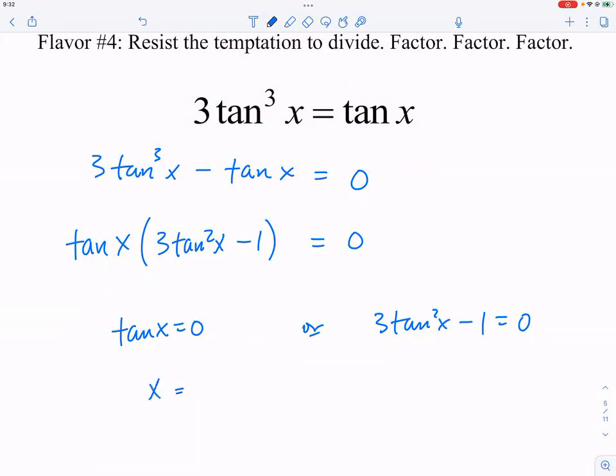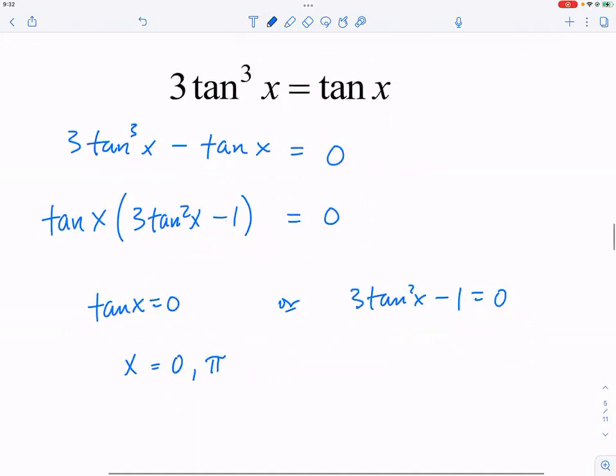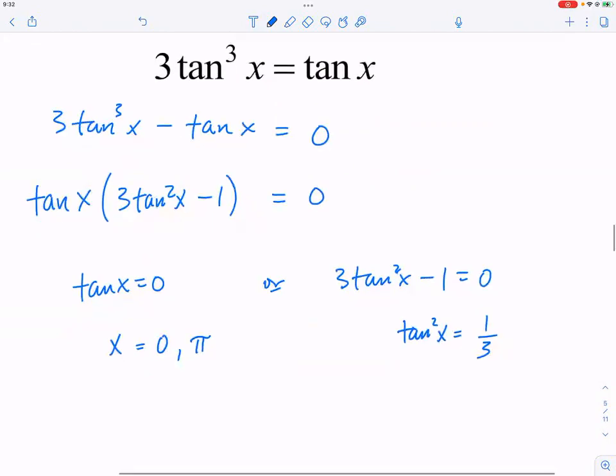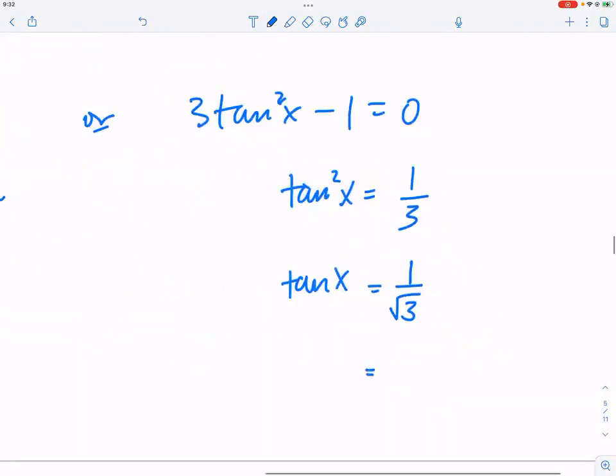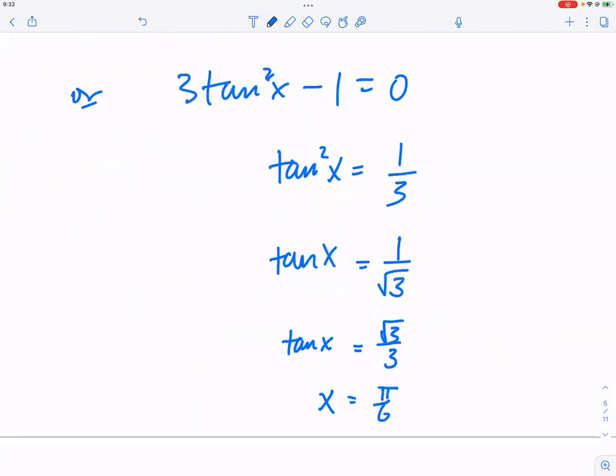So tangent x equal to 0, that means x must be 0 or pi. On the right-hand side, we have 3 tangent square x minus 1 equal to 0. So tangent square x is 1/3, and tangent x is 1 over square root of 3. You can also think about tangent x being √3 over 3. So x is equal to, that will be quadrants 1 and 3. This will be pi over 6 and 7 pi over 6.